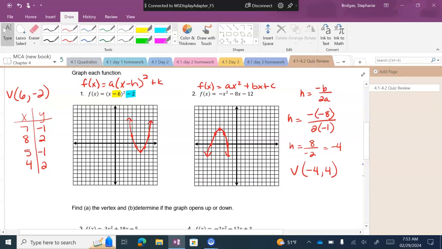All right, go ahead and start working on the next two. This one is to just find the vertex and then tell me whether it opens up or down. This is where you're going to use the negative b over 2a again.